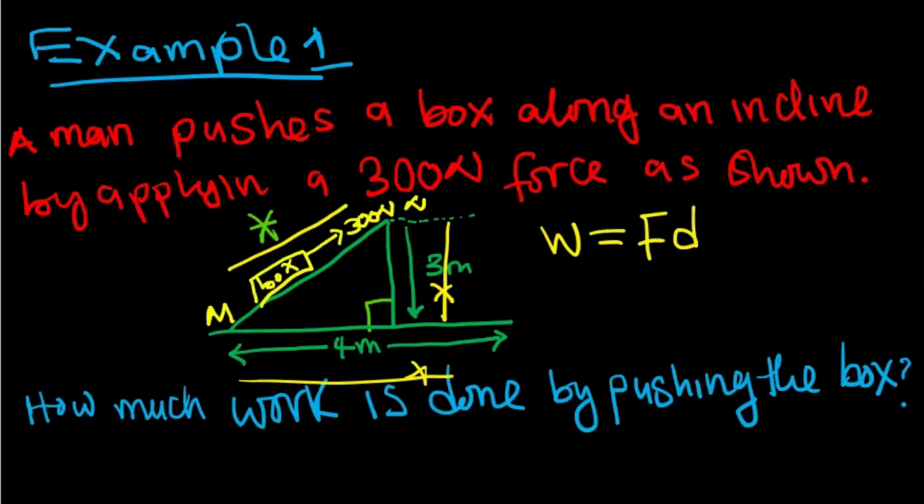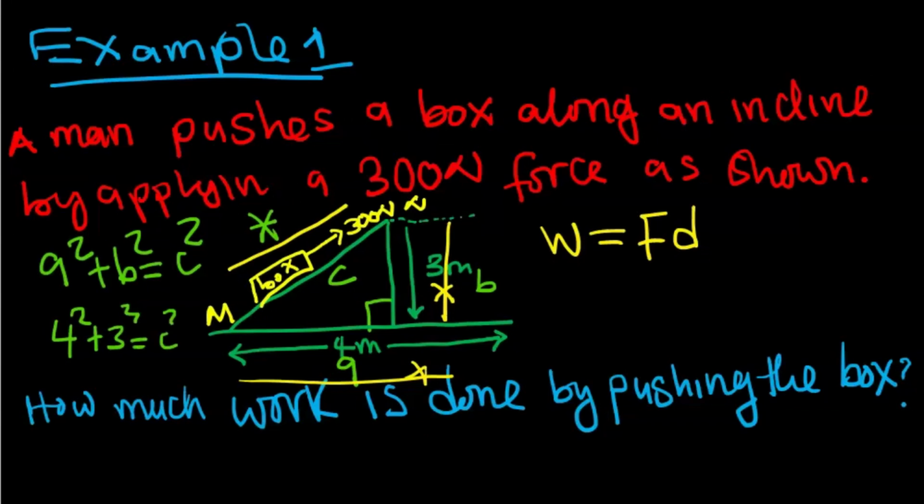Okay? So if you apply Pythagoras theorem, a square plus b square is equal to c square. Let us make this one a and this one b, and this one will be c. So 4 square plus 3 square is equal to c square. What we want to find is c. 4 square is 16 plus 3 square is 9 is equal to c square. If we add these, we find 25 is equal to c square.